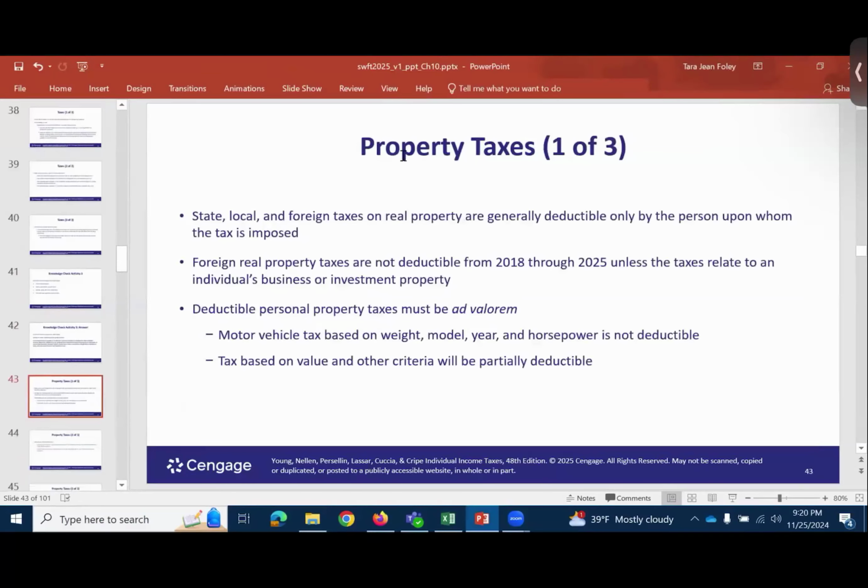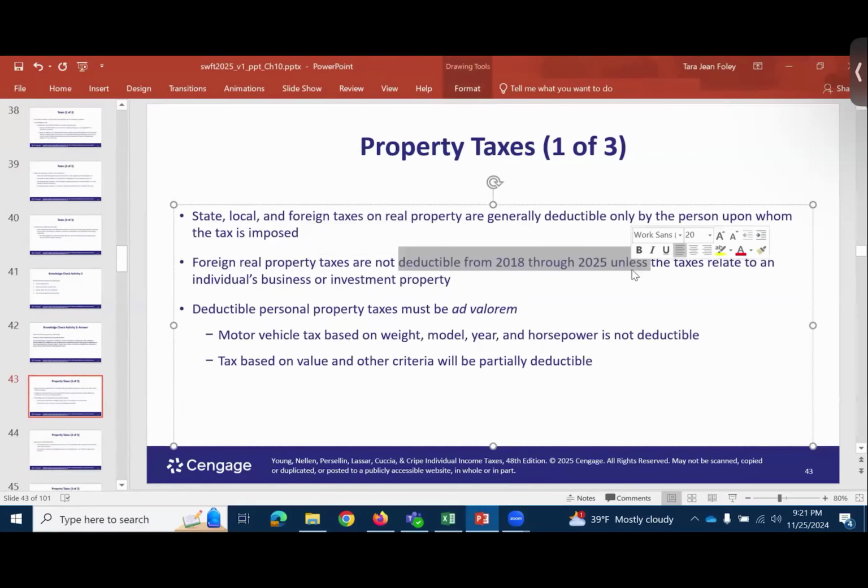D. Property taxes. Foreign real property taxes are not deductible for these years. It used to be that you could deduct foreign property taxes, but now you can't. Only domestic.